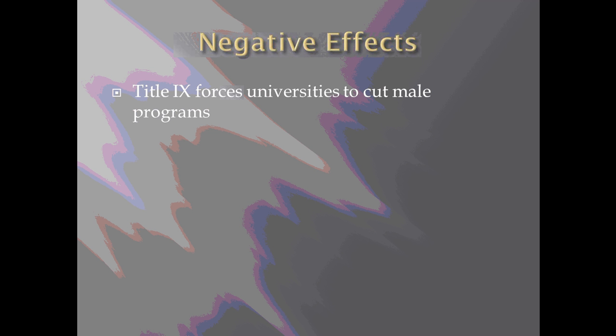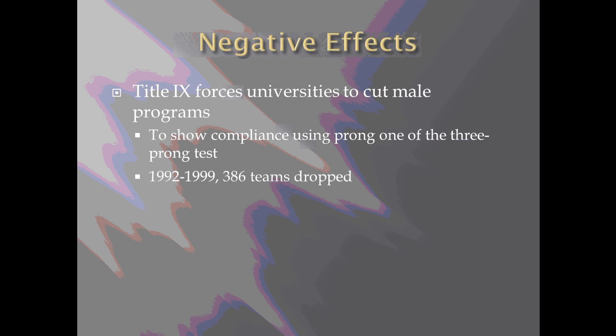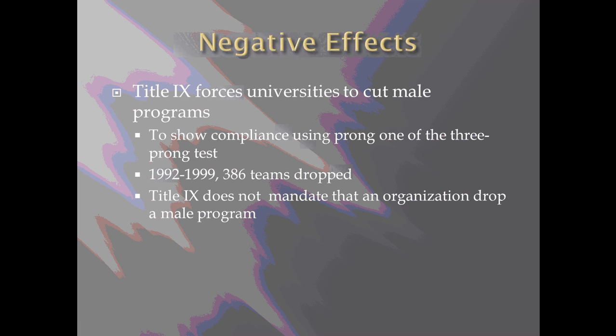As I mentioned before, some of the negative or perceived negative effects of Title IX is that many feel that Title IX forces universities to cut male programs in order to show compliance using prong one of the three-prong test. From 1992 to 1999, 386 male teams were dropped from colleges and universities nationwide. Title IX does not, however, mandate that an organization drop male programs. It's just many universities feel it's easier to drop male programs or more cost-effective than it is to add women's teams.